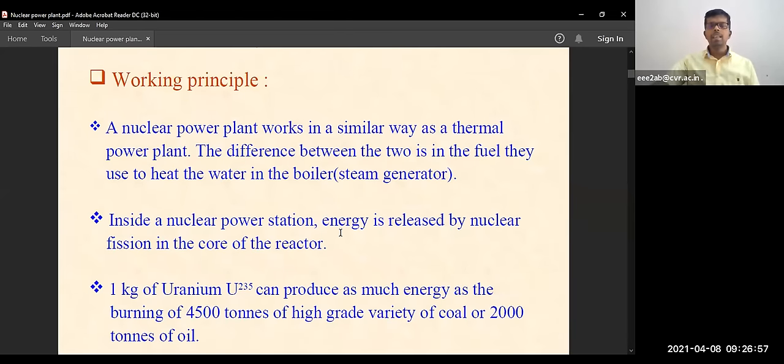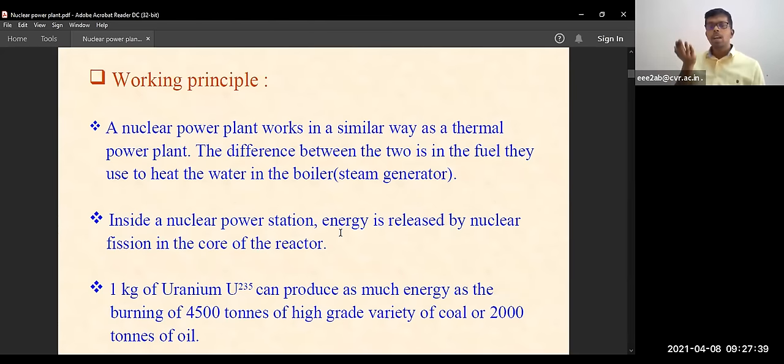So if you see here, the main material we are using in a nuclear power plant is uranium 235. Here 1 kilogram of uranium 235 can produce as much energy as burning 4,500 tons of high grade coal, or 2,000 tons of oil. So 1 kilogram of uranium 235 is equivalent to 4,500 tons of high grade coal.